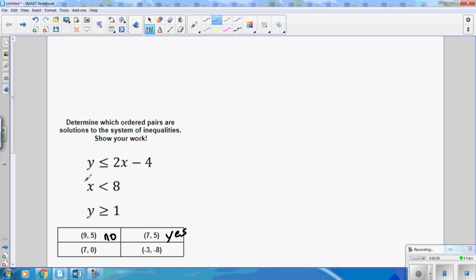Now we're going to try 7, 0. Plug 0 in for y. So 0 less than or equal to 2. In for x, we're going to plug in 7, and then minus 4. So 0 is less than or equal to 14 minus 4. And then 0 is less than or equal to 10. 14 minus 4 is 10. 0 is less than or equal to 10, so 7, 0 works for the first one.